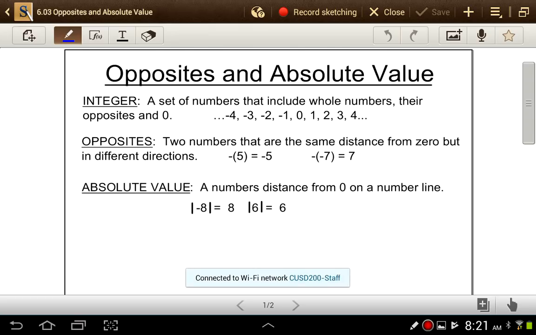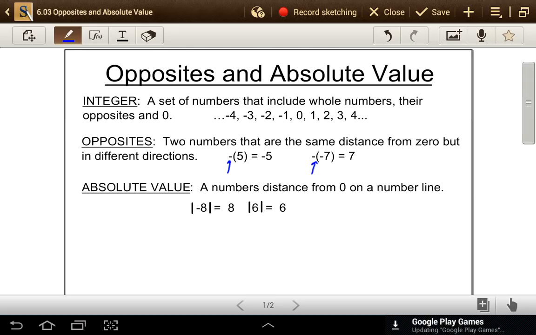For example, -5 and +5. They're both 5 units away from 0, but one is positive and one is negative. Here's an example of how to see opposites. You can see that we have a minus sign right here, and that negative sign actually represents the opposite. So the opposite of 5 is -5. In the second example, the opposite of -7 is equal to 7.